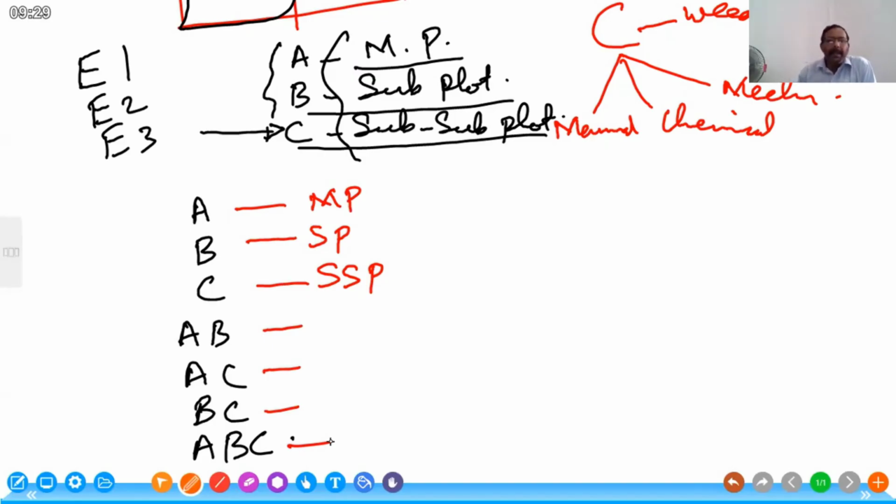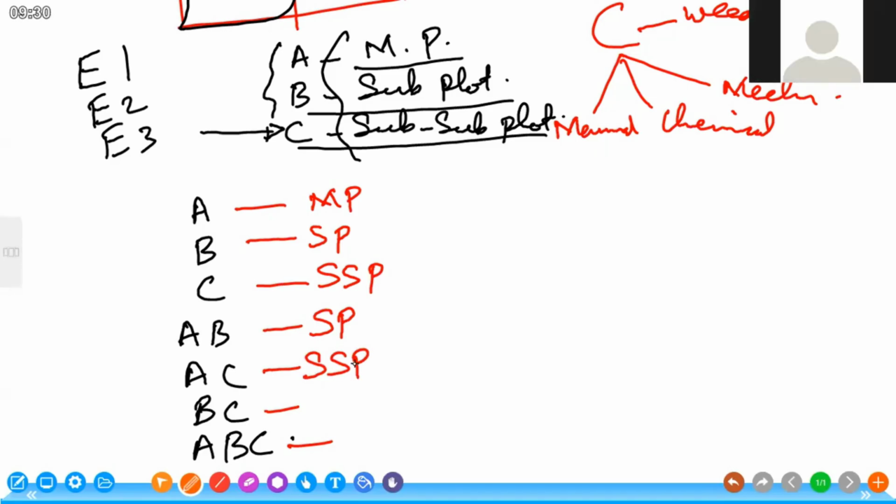Right, now tell me, what about AB? That should be? Subplot. Okay, what about AC, BC also? AC is subplot. What about BC? BC also subplot. ABC? That is subplot.